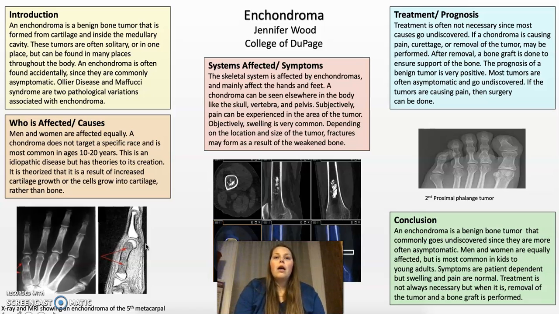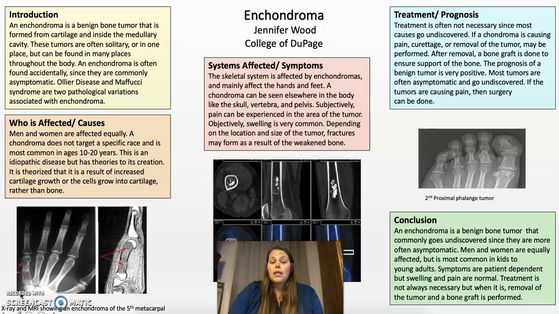Those are created with a variation of a specific gene type, while a solitary enchondroma is an idiopathic disease. An idiopathic disease is one without known cause.